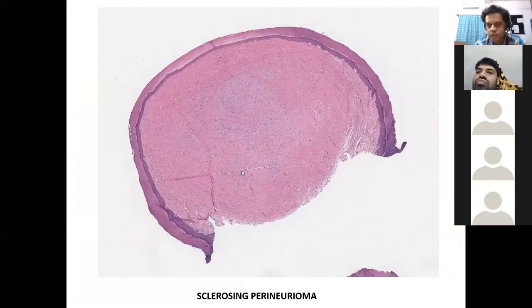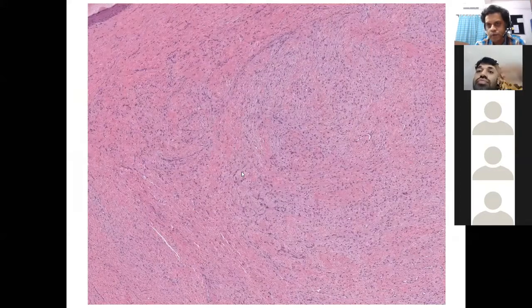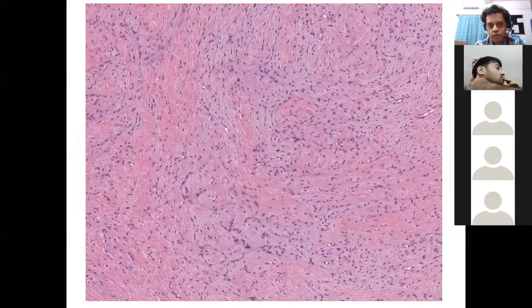This is a sclerosing perineuroma. This is an extension of the same tumor where, because of the excessive amount of sclerosis, the cells as such become inconspicuous. And what you are seeing is there's a lot of collagen, there's a lot of pink, but the cells have almost narrowed down to this kind of, can you make out this kind of intersecting trabeculae? Narrow trabeculae which are going and anastomosing.